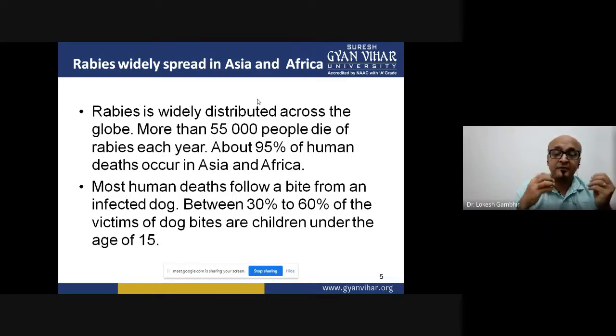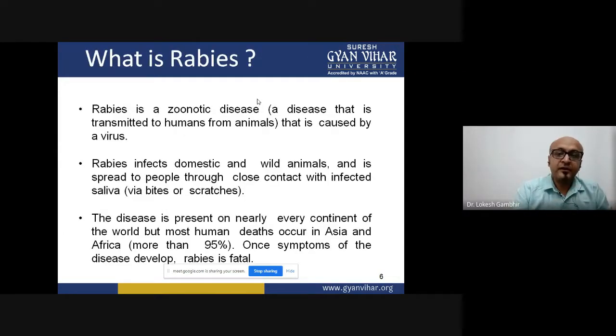It's a serious threat, and the majority of the deaths are happening in Asia Pacific, Asia and the African continents. Most of the infections in humans were related to dog bites, because humans frequently come in contact with dogs because of domestication. The mortality was not only higher in this particular region, but also higher in children less than 15 years of age. So what is rabies?